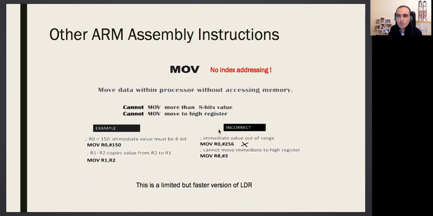Well, let's go over it. This is an immediate value. You can write this value. This is 256. This is not allowed. Why? Because this is an 8-bit operation, and 8-bit numbers start from 0 and end at 255. 256 can only be represented in binary using 9 bits. That's why you cannot do this.